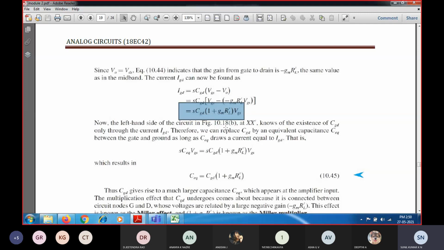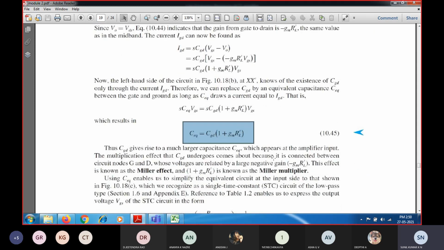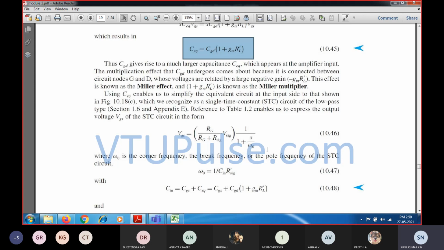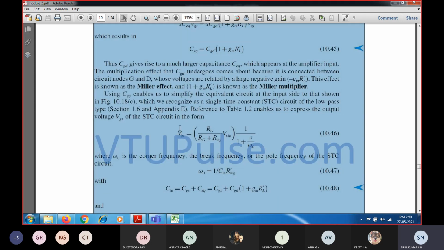So once the IGD has been found out, the newly developed equivalent capacitance must be equated to the current. So this is the amount of current, IGD, and that should be made equal to the newly developed equivalent capacitance with the potential voltage associated with that. Then you are going to find out the equivalent capacitance, and after that we are going to find out the gate to source voltage, so at the input side.